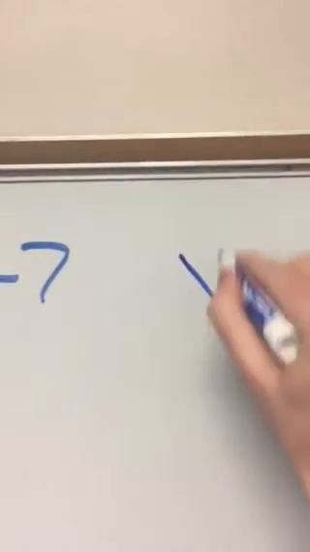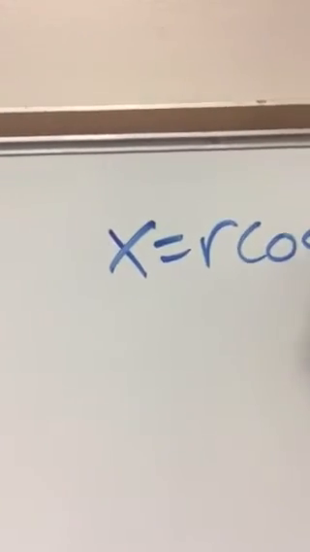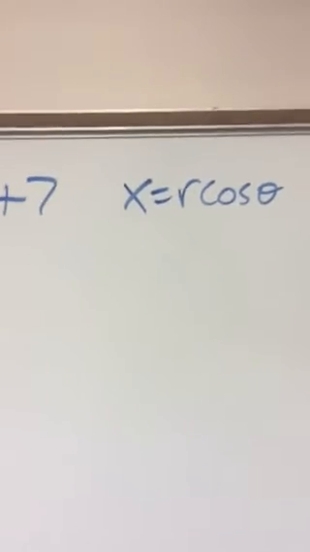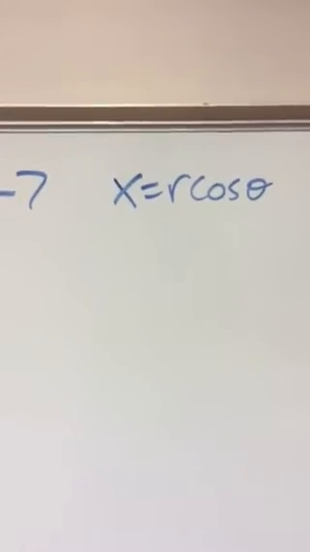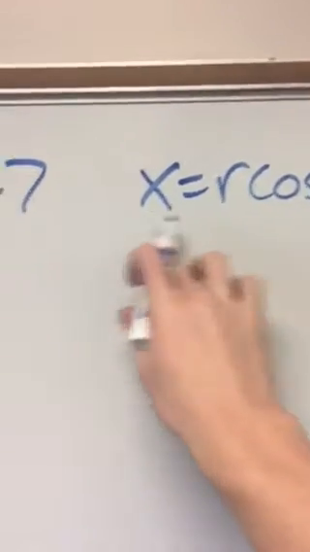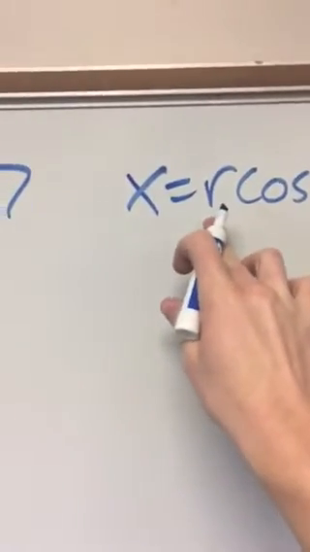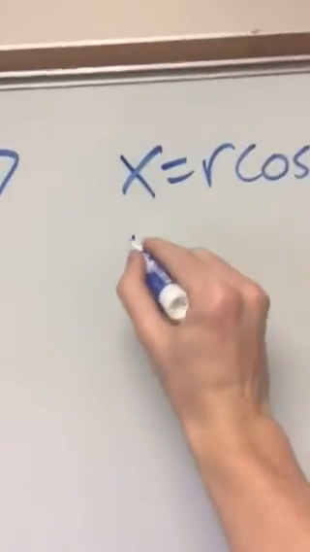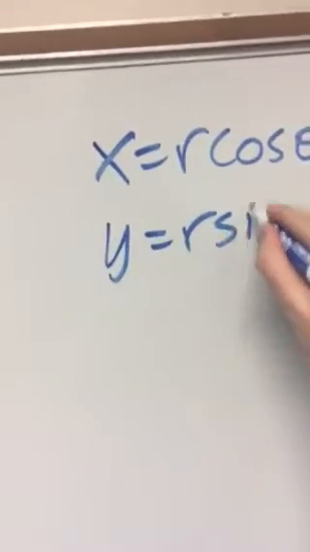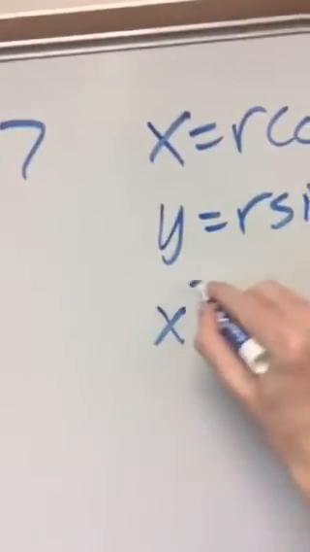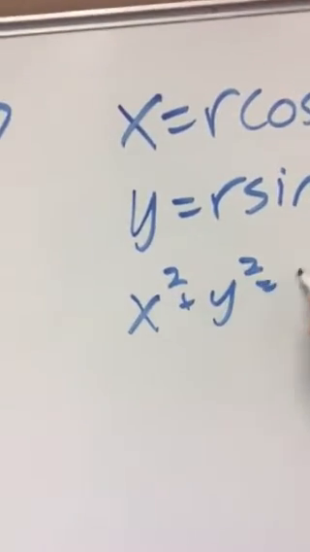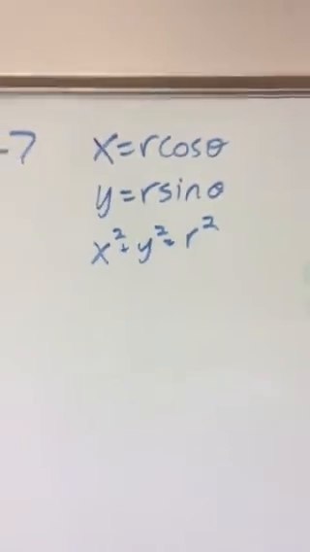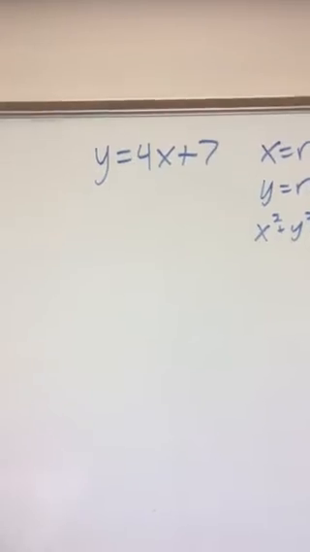We use x equals r cosine theta, which just comes from drawing a triangle and labeling x, y, and r, and then recognizing that cosine is going to be adjacent x over hypotenuse r, which will give us x equals r cosine theta if we do some algebra. y equals r sine theta, and then x squared plus y squared equals r squared. You may need to use any of these equations when you're converting.